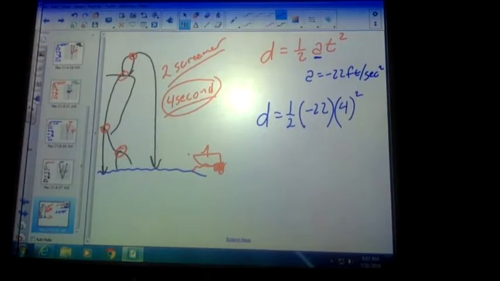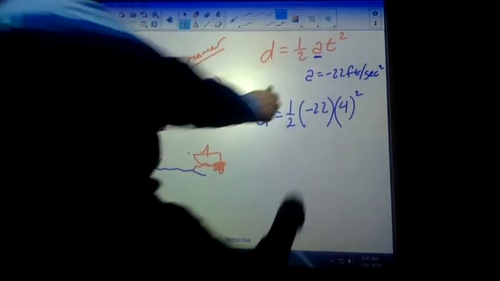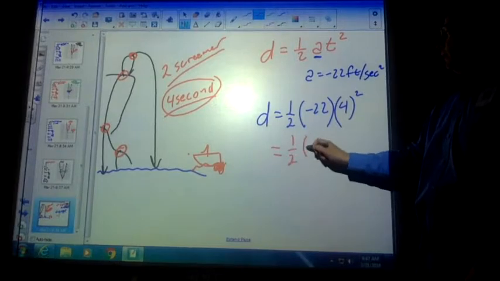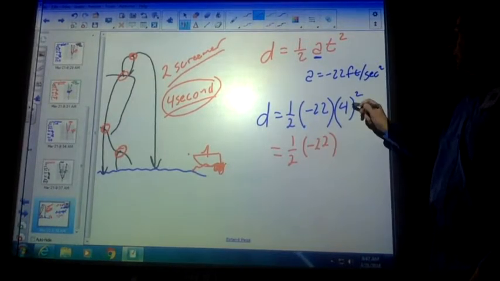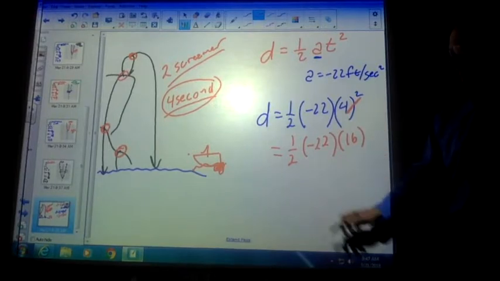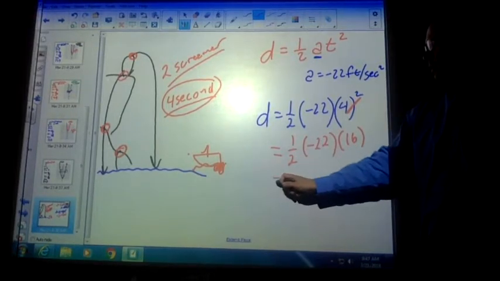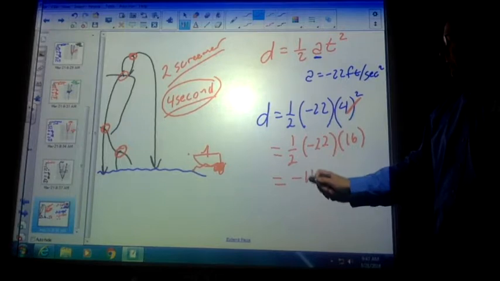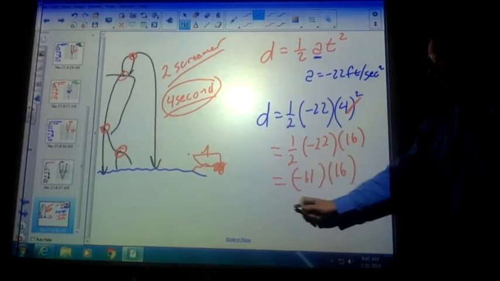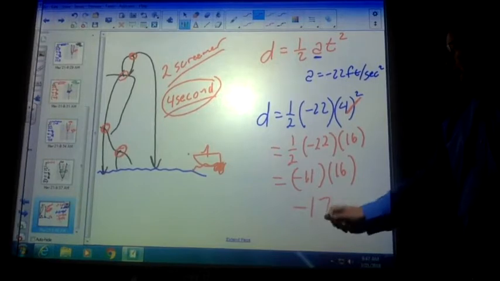So, let's use the math here and figure this out. We can go slow. So, 1/2 times negative 22. Exponent would say take care of this, so that's 16. Still with me? 1/2 times negative 22 is negative 11 times 16. If I multiply that, I got negative 176.